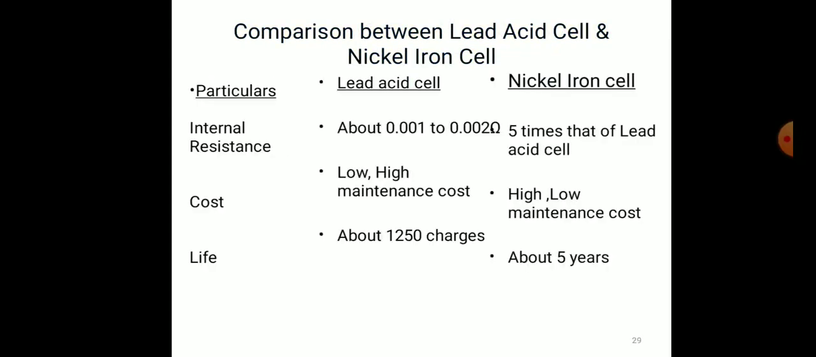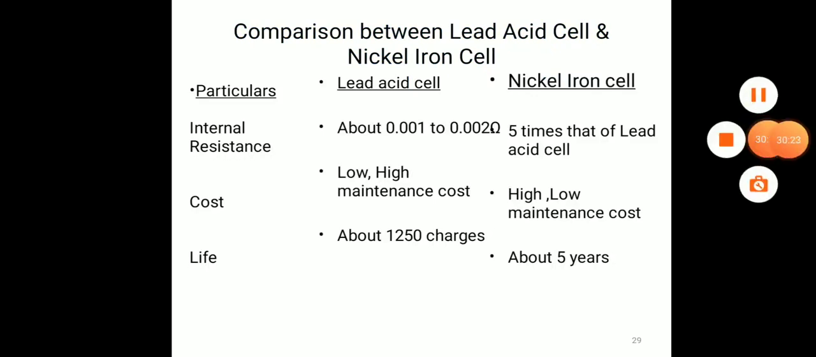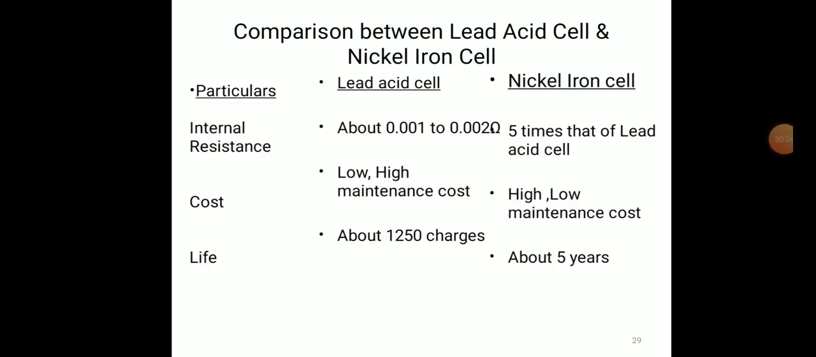You can see the other particulars: internal resistance, how much the cost is, how much the life is, for the lead acid cell and the nickel iron cell. The internal resistance is around 0.001 ohms to 0.002 ohms. The nickel iron cell has 5 times the internal resistance of the lead acid cell, more than that of the lead acid cell.